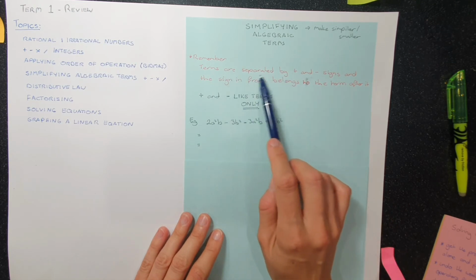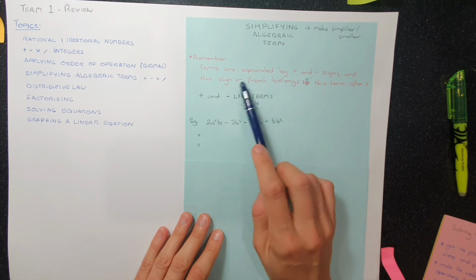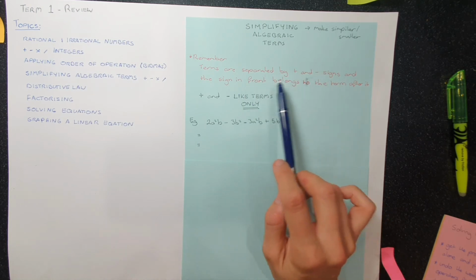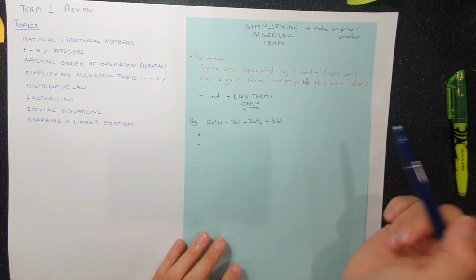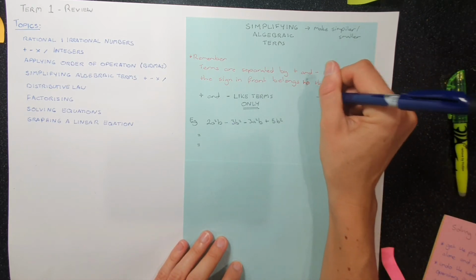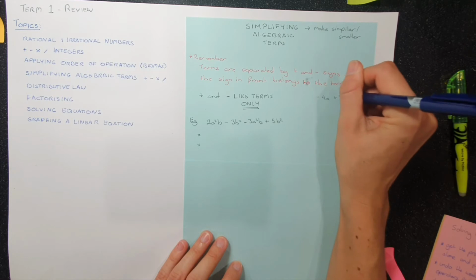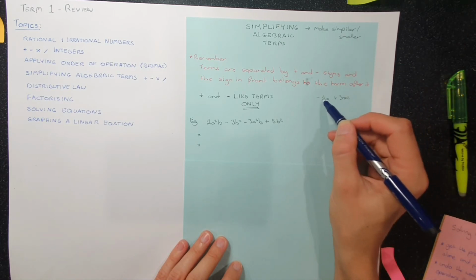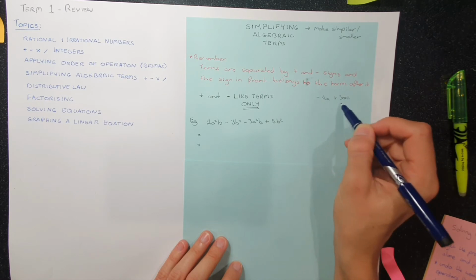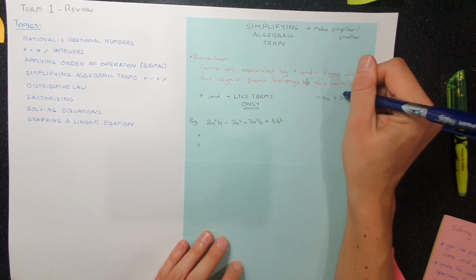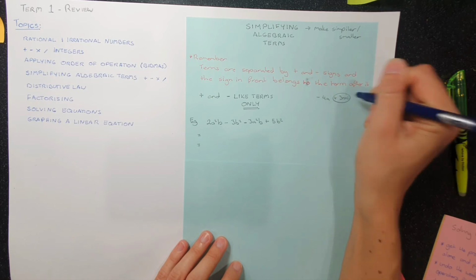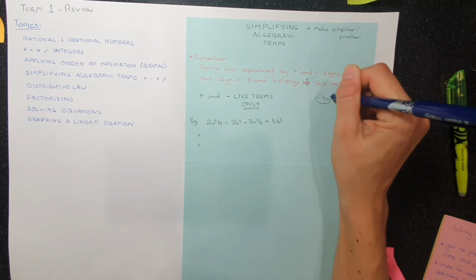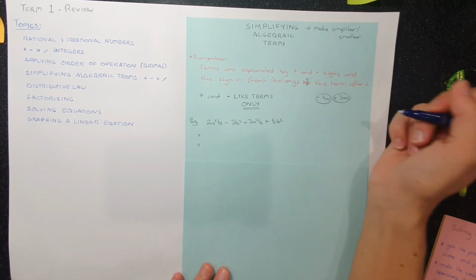Terms are separated by add and subtract signs, and the sign in front of the term belongs to the term that comes after it. What that means is that if I've got something like negative 4a plus 3x, that sign tells me that's the gap between this term and this term. The positive sign belongs to the positive 3x and the negative sign belongs to the negative 4a. So I have two terms written down there.